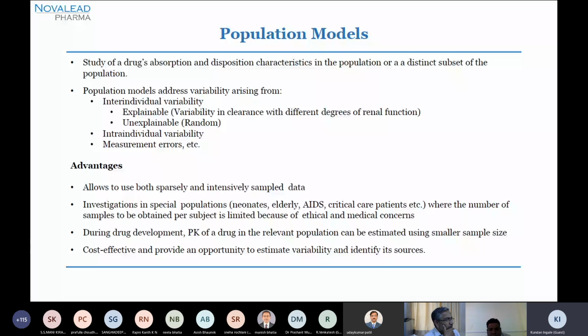Then, as I said earlier, it could be mapped to different kinds of special populations, let's say neonates in terms of pediatrics, elderly, AIDS patients, or critical care patients.